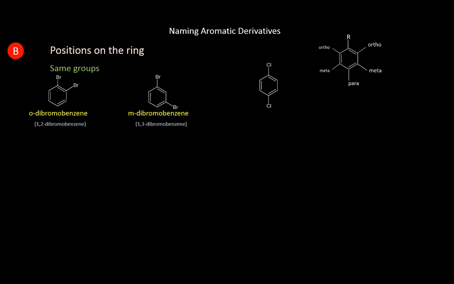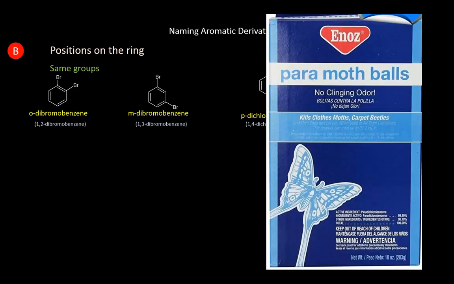This one shows chlorines para to each other, so para-dichlorobenzene. Also 1,4-dichlorobenzene. This molecule has an interesting real-world application. It is the main ingredient in mothballs.